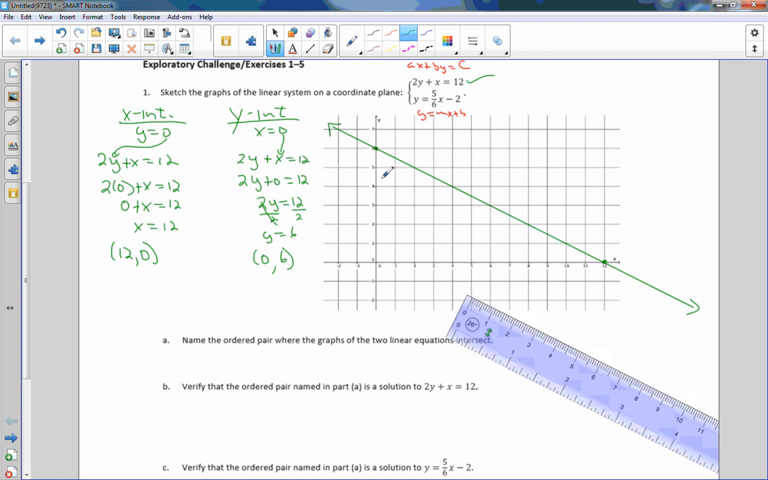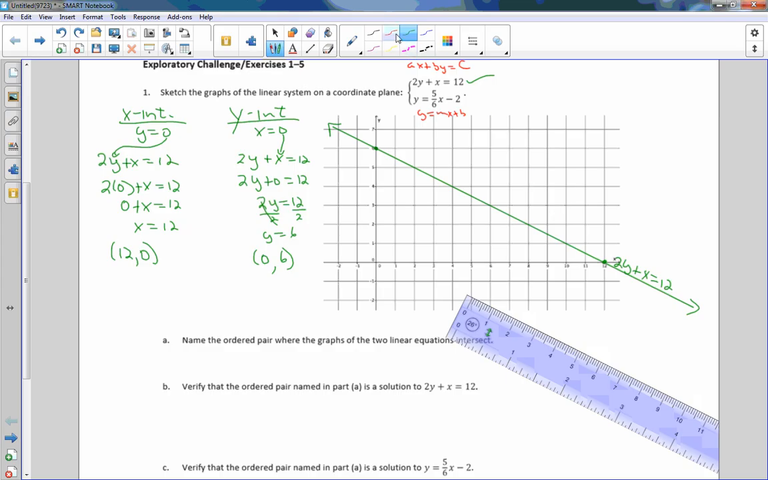Okay, so right about there, and I'm going to draw my line. So there's my line, and I'm going to label it. So I'm going to write 2y plus x equals 12.